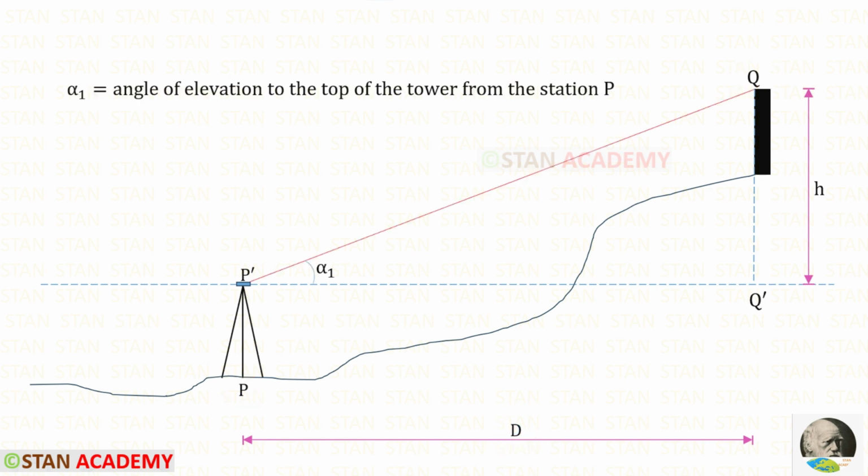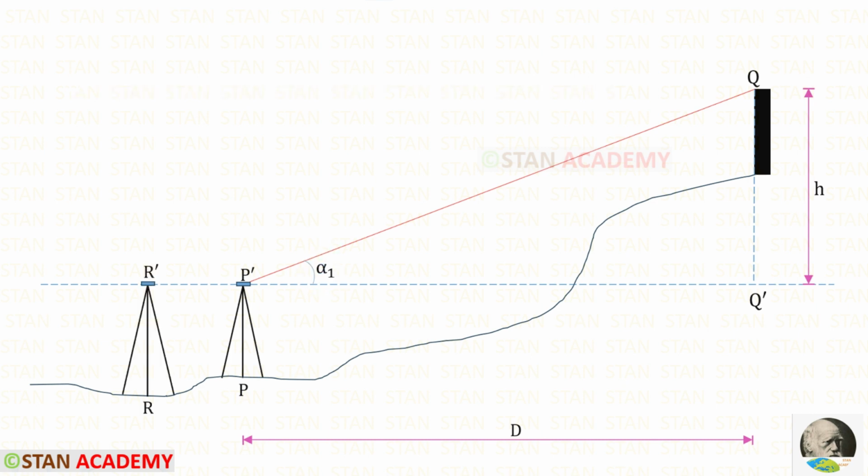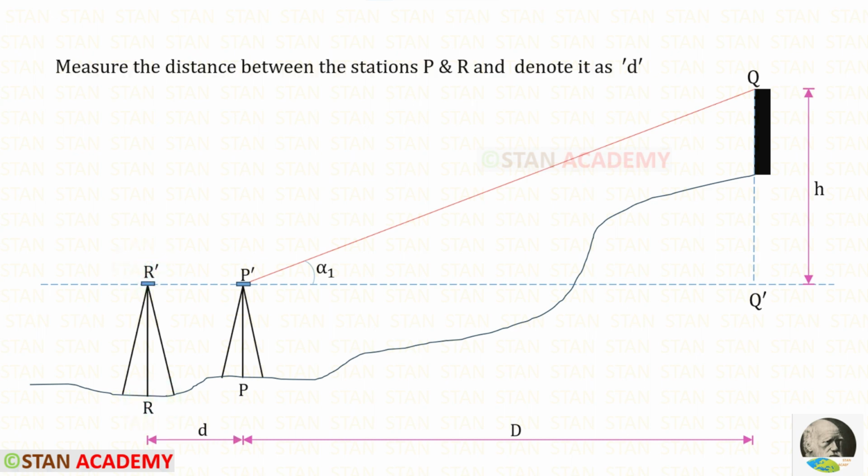From the station P, we have to focus the top of the tower, that is Q, and take the reading of vertical angle alpha 1. Now we have to shift this theodolite to the second station R. Otherwise, we can keep another theodolite at R. R dash is the vertical projection of R. We need to measure the horizontal distance between P and R. Let us denote the distance as small d.